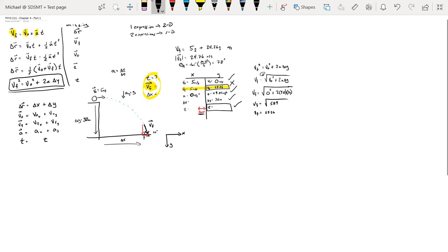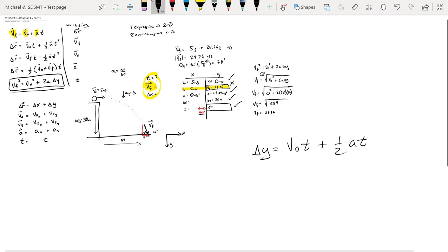And so I'm going to take that second equation and I will rewrite it so that it only applies to the y direction. You'll notice I dropped the arrow hats because everything that we're doing now is a one-dimensional kinematics problem.